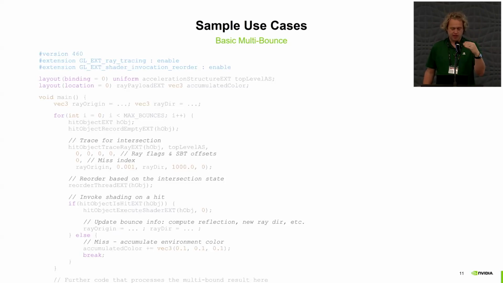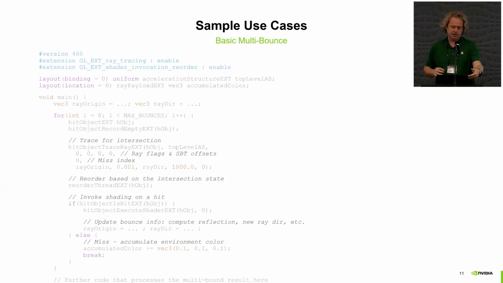And so if the hit object is a hit, then we can execute the shader there and then decide, okay, I'm continuing on for multiple bounces. Because you've reordered above, all of the threads that hit are together and are continuing to execute their hit shader and then move on to the next bounce together. Whereas all of the intersections that are a miss are in the else case and are also similarly grouped together.